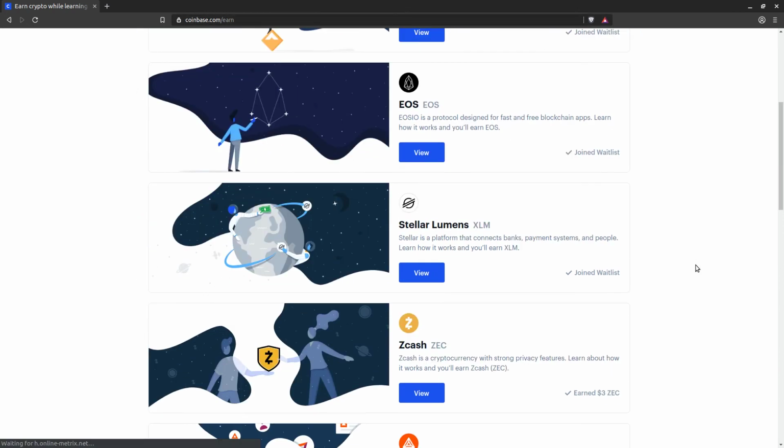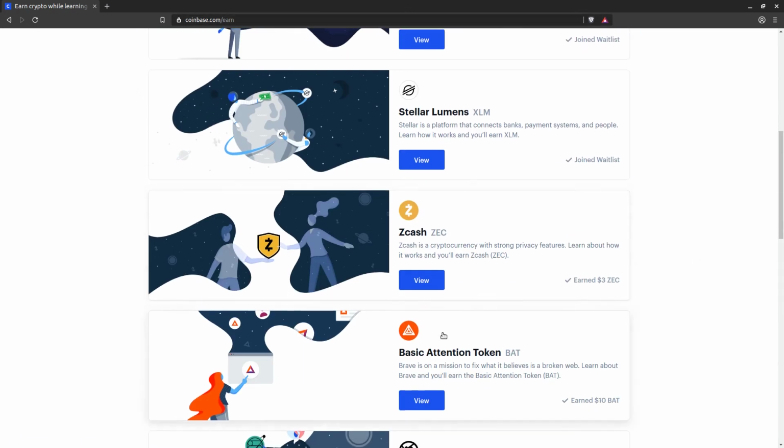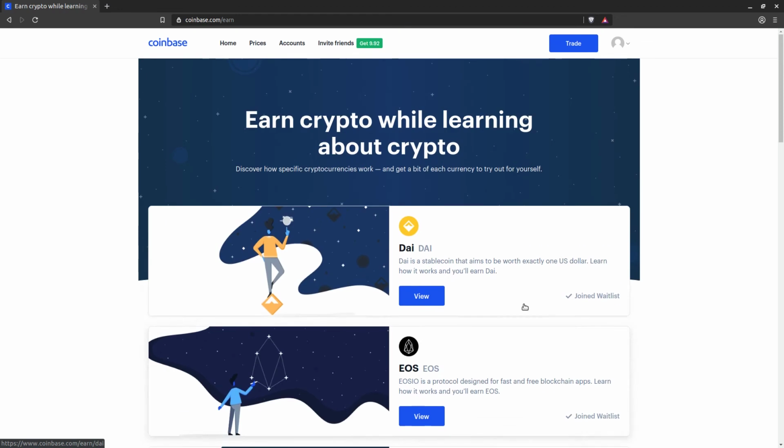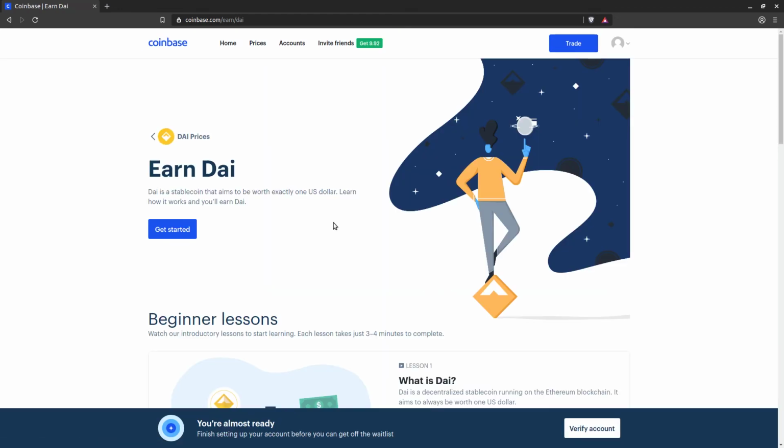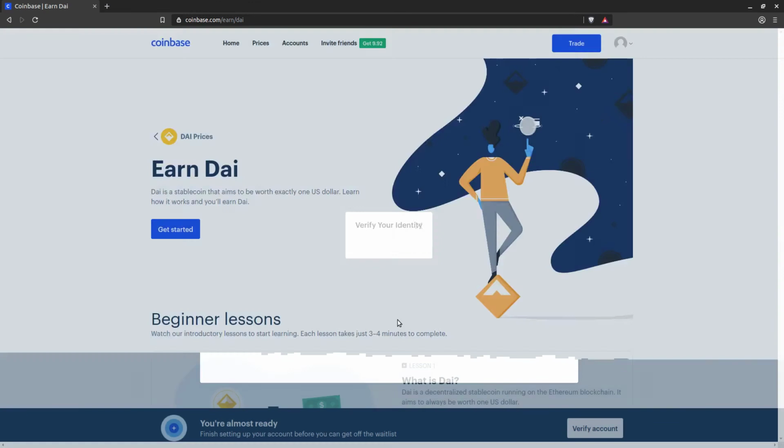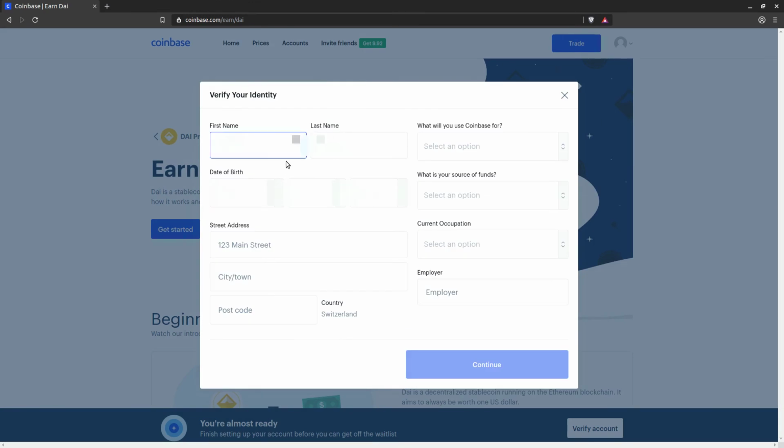I already did some earning in the past, with Zcash, Bitcoin and other tokens. My account is already verified, but if I click on this one, for example DAI, then I see "Almost ready, you have to verify your account." Well, as I told you, I already verified my account. And anyway, I try to proceed to verify it.